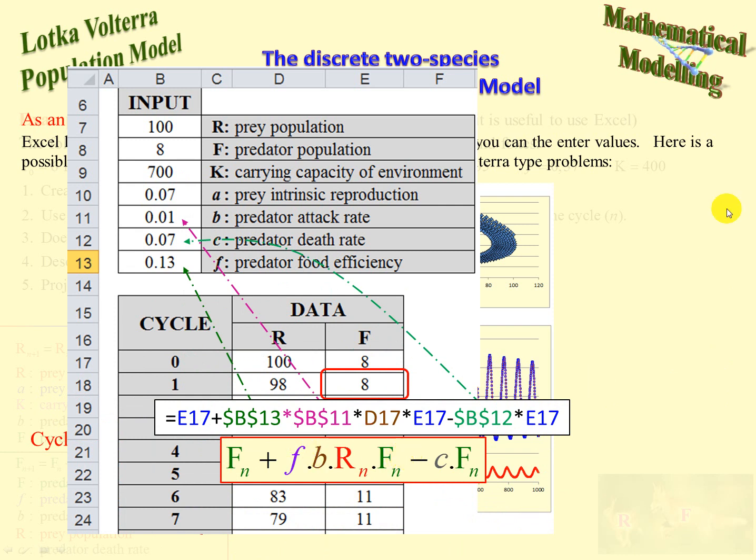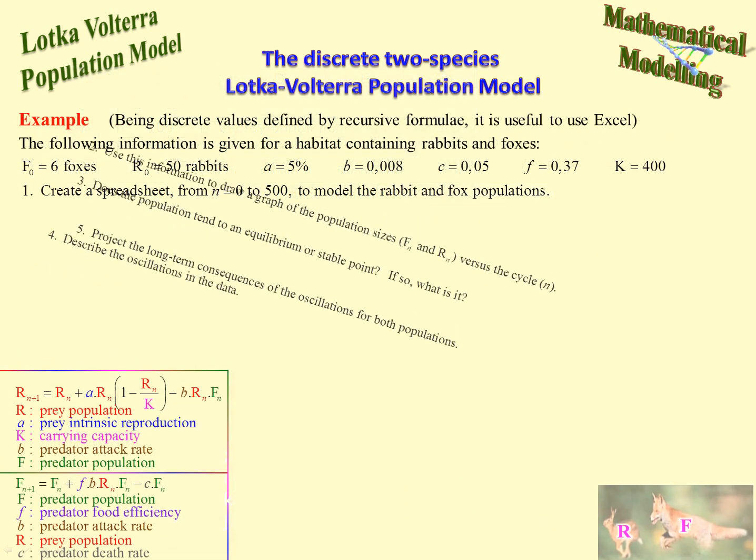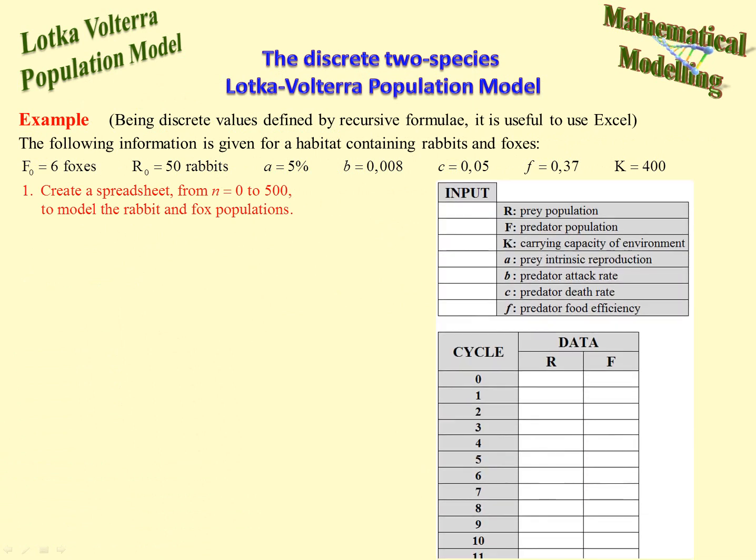There's the formula for the predator, the foxes, the F, and similar setup. Pause and have a look at it if you so wish. Let's go back to the question. Create a spreadsheet from 0 to 500 to model the rabbit and fox populations. What I've done is I've gone far beyond 500. I've gone to 15,000 just so that I can show you patterns. So, first we enter the prey population, and we enter the predator population, and then we enter the other values downwards, and automatically these formulae will work.